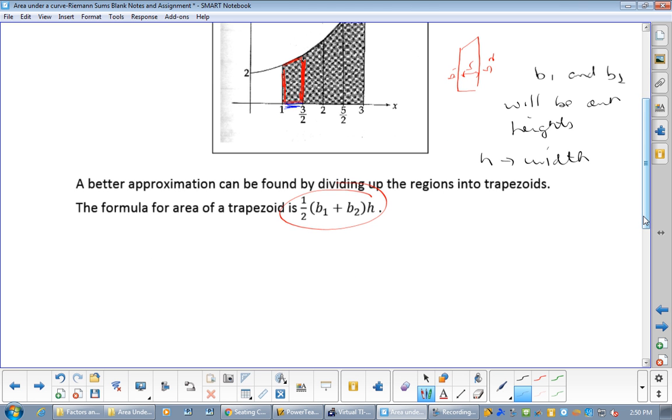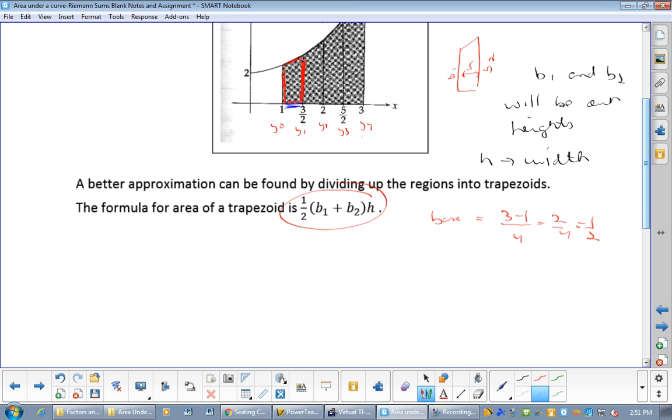Okay, h will be the width. Now, let's go and find out all of our dimensions. This is all nicely evenly spread, so my base will be b minus a over n, 3 minus 1 all over 4, which is 2 over 4, again 1/2. Now our heights. Let's call these y0, y1, y2, y3, and y4.